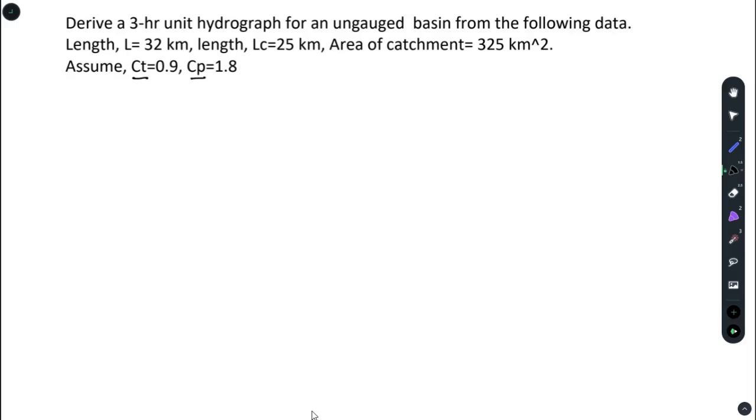So how do we do it? We'll go one by one. We'll not describe theory too much. We'll do the math, and I will explain the theory a little bit. So first of all, CT and CP. CT is the time lag factor, and CP is the peak flow factor.